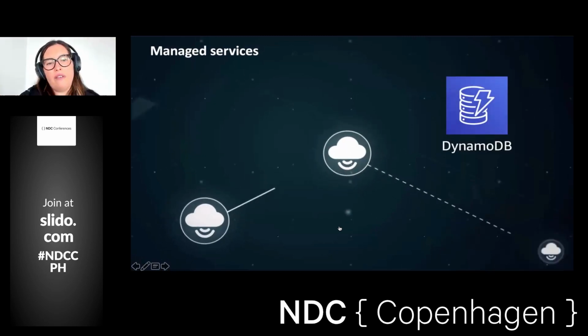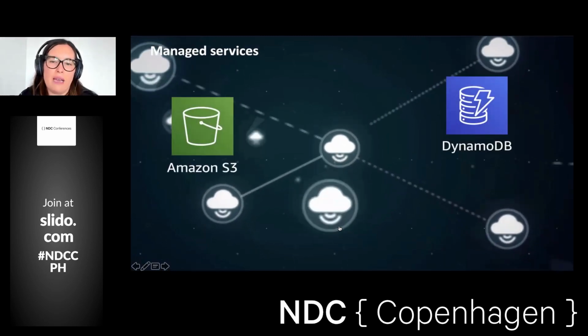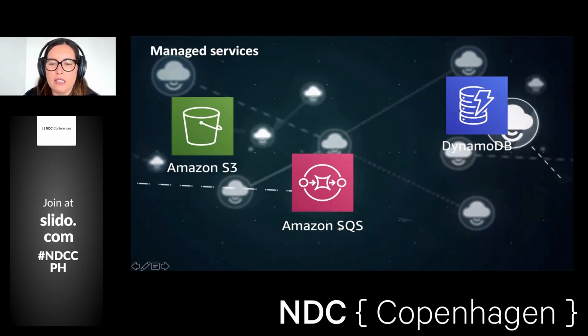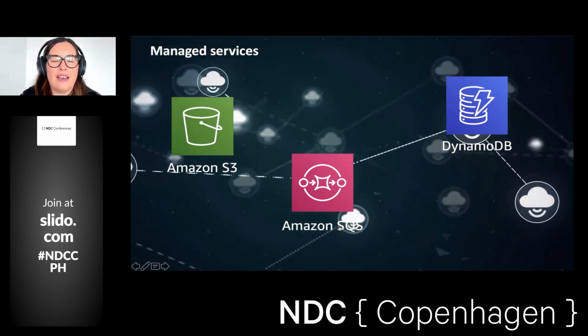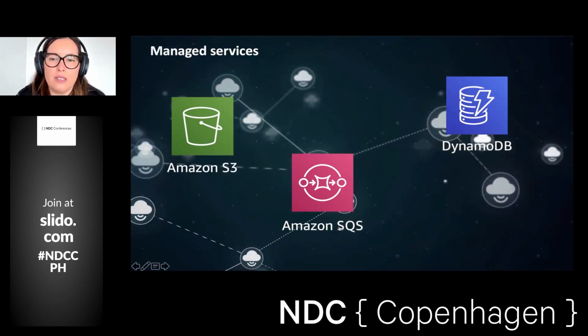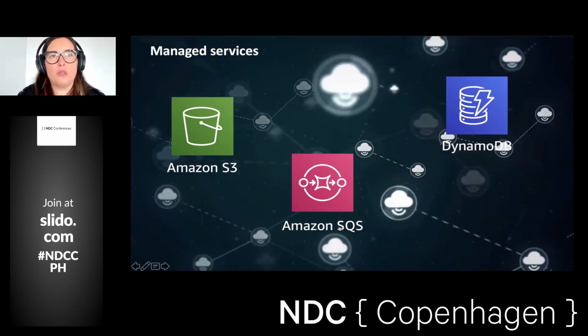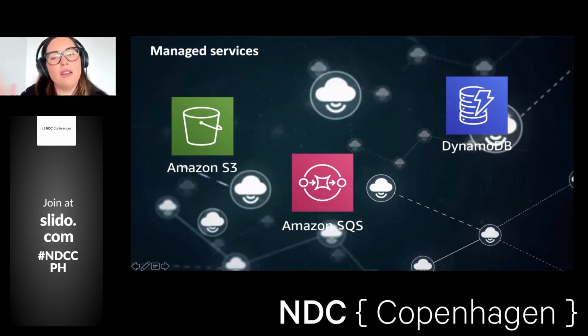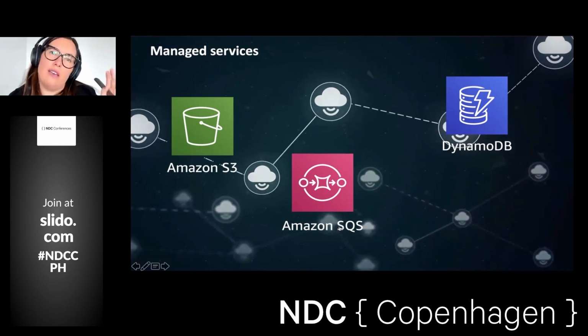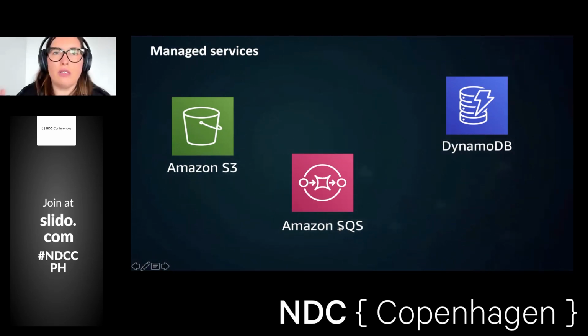And then we have the other part, that is the managed services, the backend as a service. And these are the services that will help you to not reinvent the wheel. So you need a database, a NoSQL database, key value pair, use Dynamo. You need object storage, use S3. You need a queue, use SQS. It's not only from AWS. You need an authentication service, for example, you can use Auth0, or you need a Mongo database, you can use MongoDB Atlas. There are so many out there.